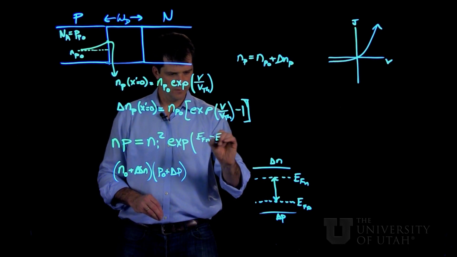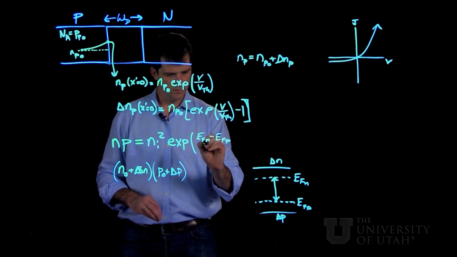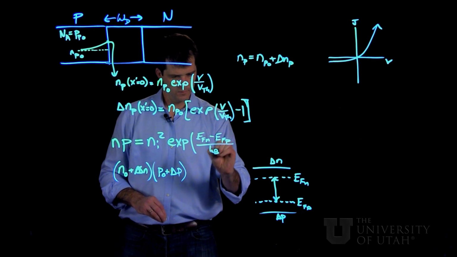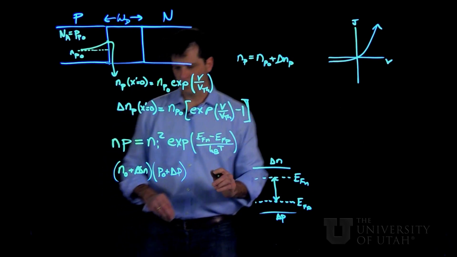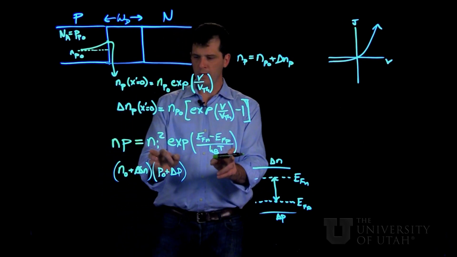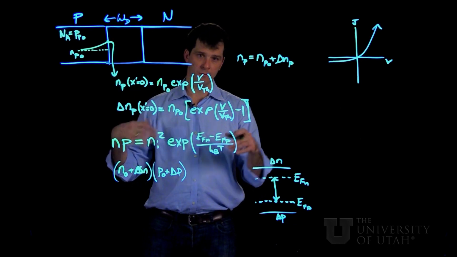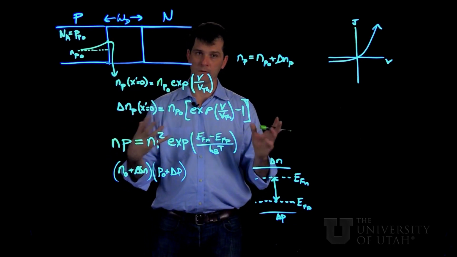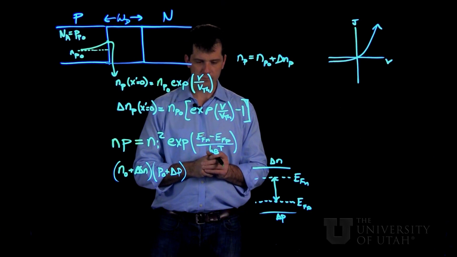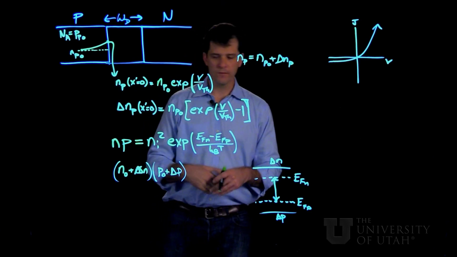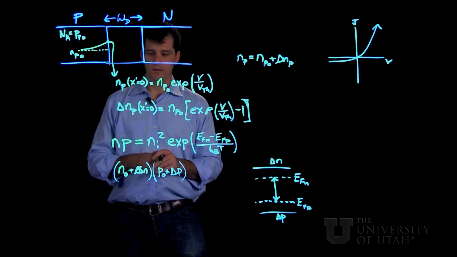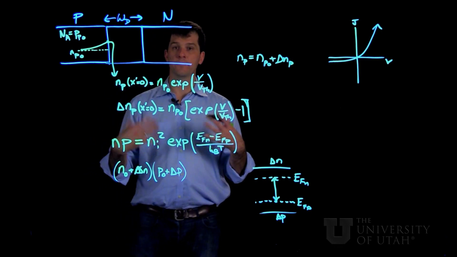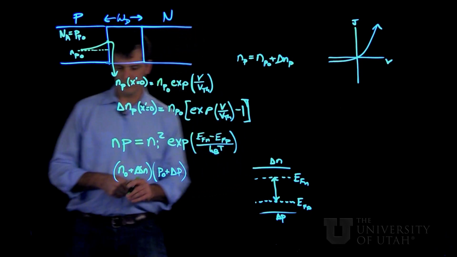EFn minus EFp over kBT is going to give us a modified np product that we can use under steady state with excess carriers present. So then let's take a little look at the Fermi levels as a function of distance on both sides of this p-n junction.